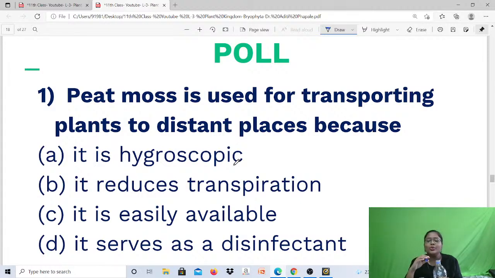Whatever we have done now in Bryophyta, now questions, a quiz related to it. Let's go ahead. I will give you a few seconds to answer in the chat box and then I will give you the correct answer.